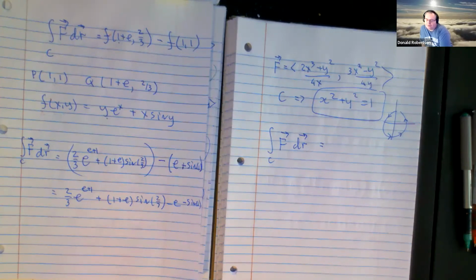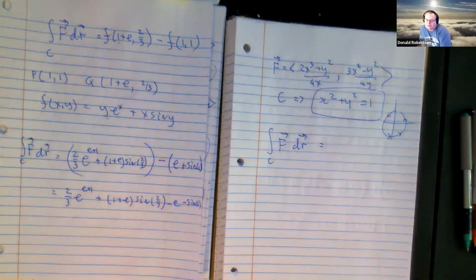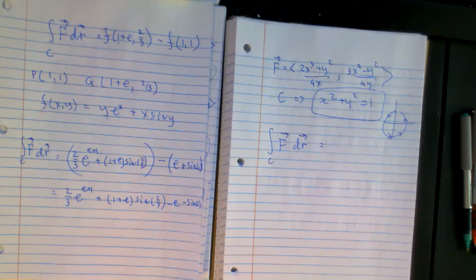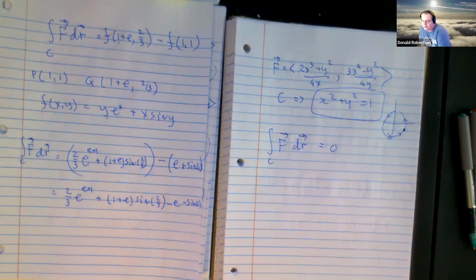If you have a conservative field and your curve C is a loop, a circle, an ellipse, what's the answer going to be every single time? Zero. Because in a loop, don't you start and finish at the same point? You can even pick which point you want to start and finish, right? And if you start and finish at the same point, won't the potential function be equal? Because you start at 0, 2 and you finish at 0, 2.